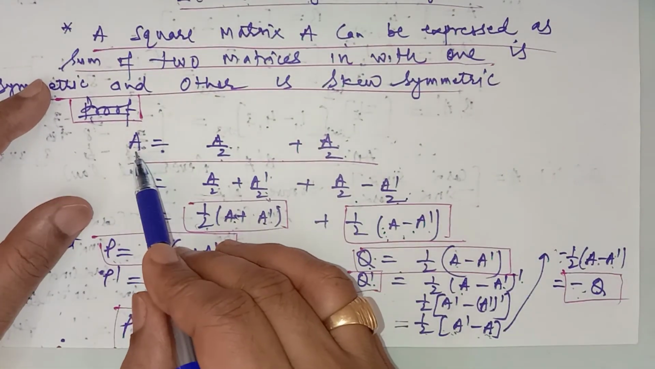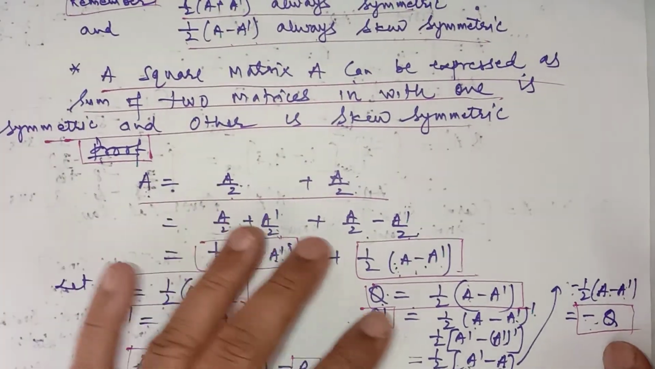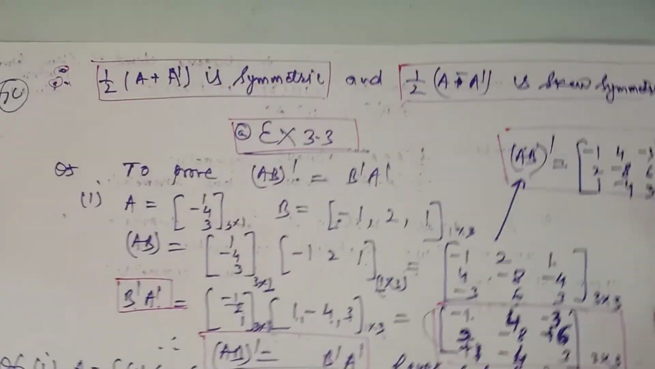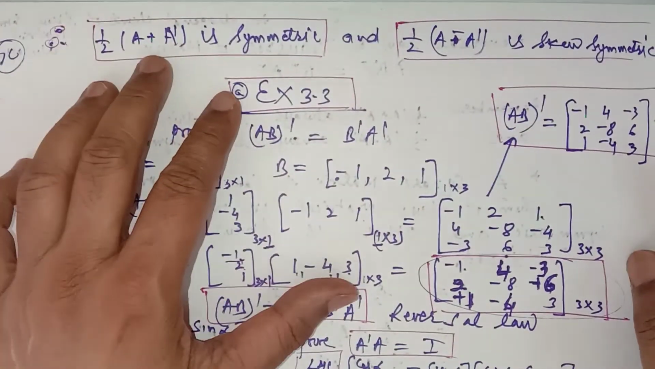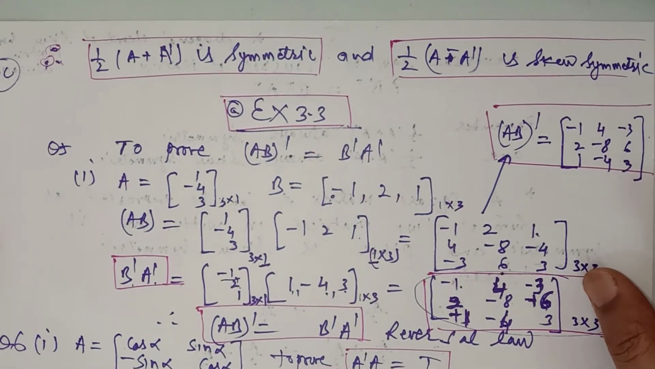So we broke A into half (A plus A transpose), which is symmetric, and half (A minus A transpose), which is skew symmetric, and this we have just proved.